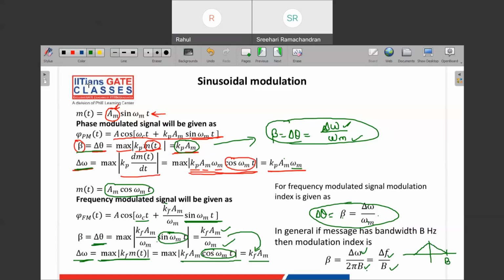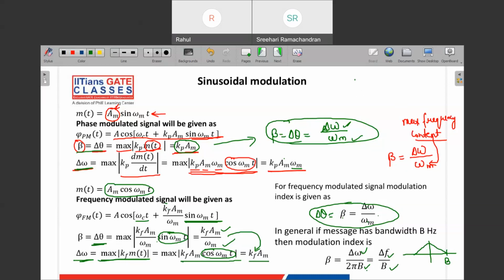But in general, if the signal is not a low pass, it can be some band pass or high pass or any other kind of signal. In that case, beta you can write as delta omega divided by omega_m, where omega_m is the maximum frequency content of the signal, not the bandwidth, the maximum frequency content.